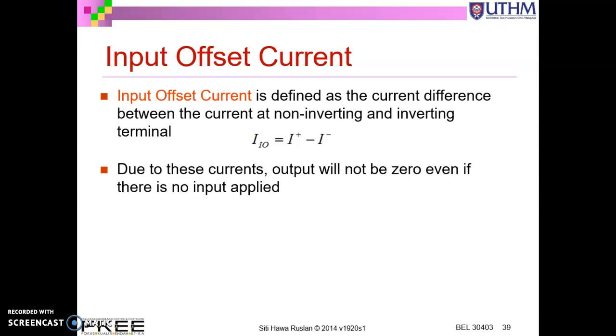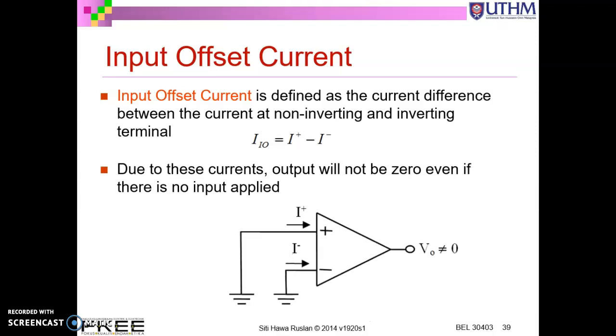Ideally, I plus minus I minus should be 0, but due to the imperfection of your circuit, you still have a certain value. Due to this, your output is not 0 when there is no input at the input terminals. Just now we defined the I bias, which is the average of your input currents.